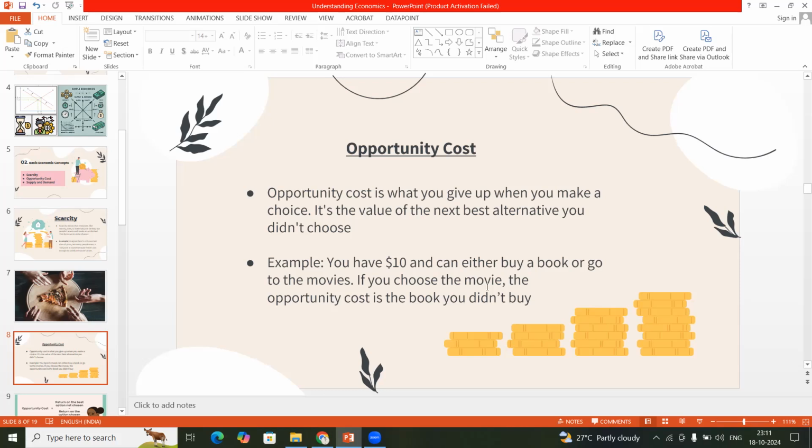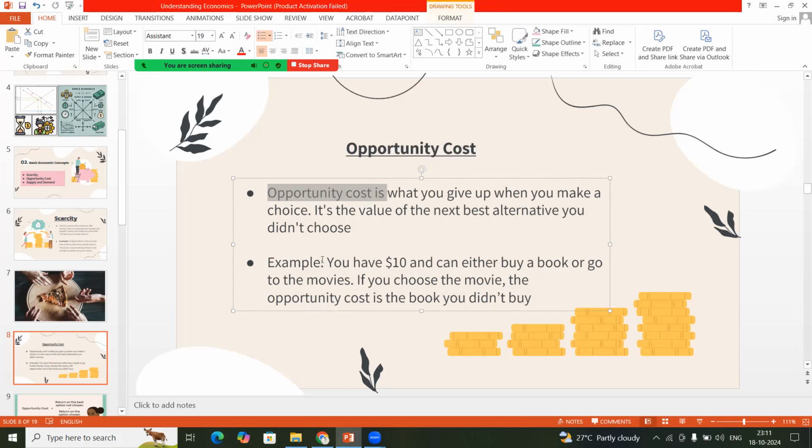Cost means my loss. And opportunity is that with that $10, I am able to watch a movie. So that is my opportunity. That is my benefit. So in order to get one benefit, I have to sacrifice something. So this is the meaning of opportunity cost. Okay.